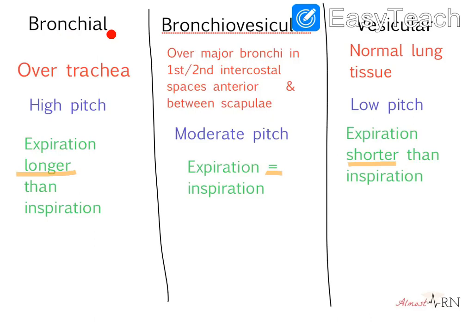So for bronchial sounds, you hear it over the trachea. It has a high pitch, and the expiration is longer than inspiration. For bronchovesicular, you hear it over the major bronchi and the first and second intercostal spaces anteriorly and between the scapulae. It has a moderate pitch, and expiration is equal to inspiration. And I just want to add, intercostal spaces are just the spaces in between your ribs.